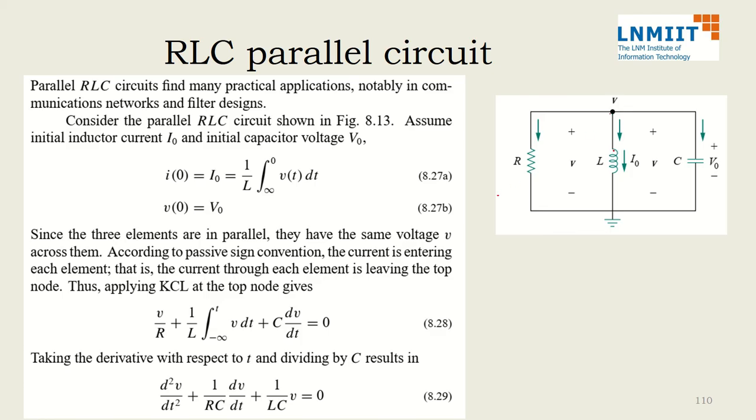So we look at this parallel circuit, and using KCL, if I assume there is a voltage V, then there are three currents: IR, IL, and IC. IR is V by R, IL is 1 by L integration of V dt, and IC is C dV by dt. Then we do the same thing: we differentiate one time to remove the integration and make the coefficient of the highest order derivative equal to 1, and I get this equation.